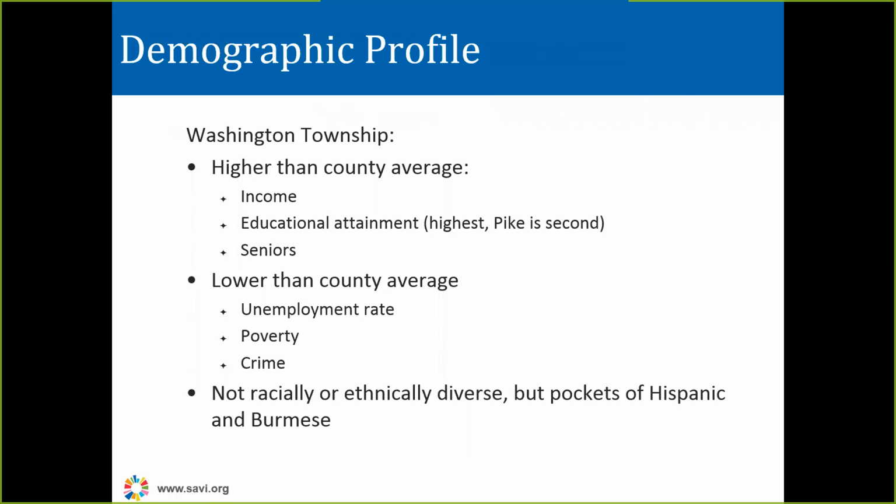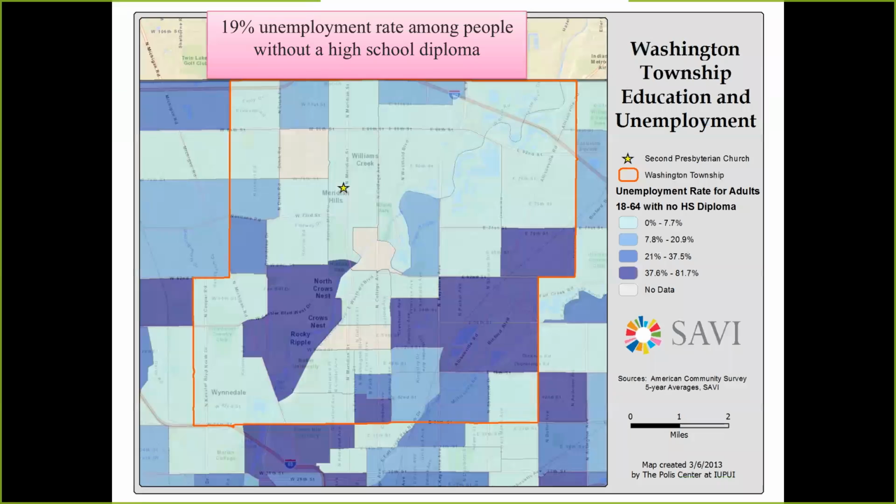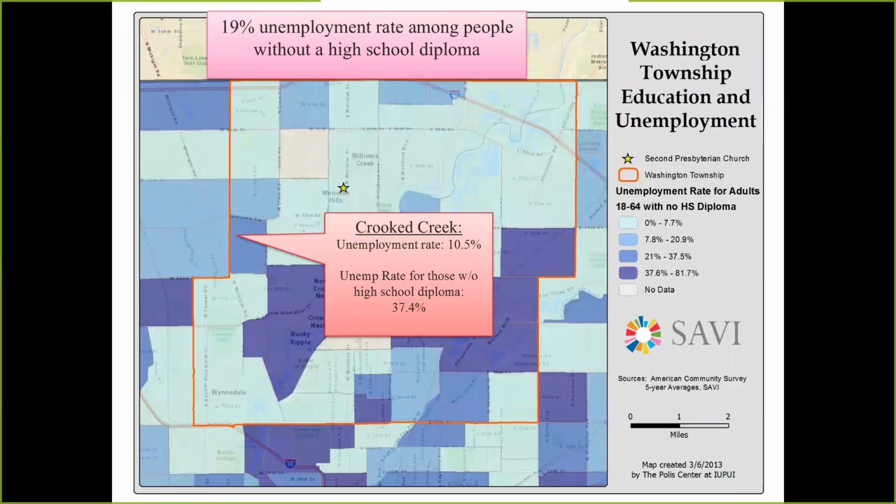You can also see other things as well. So for example, Washington Township isn't all that racially or ethnically diverse, but there are pockets of Hispanic population and pockets of Burmese refugee population that you can also pick up on as you look into the data for Washington Township.